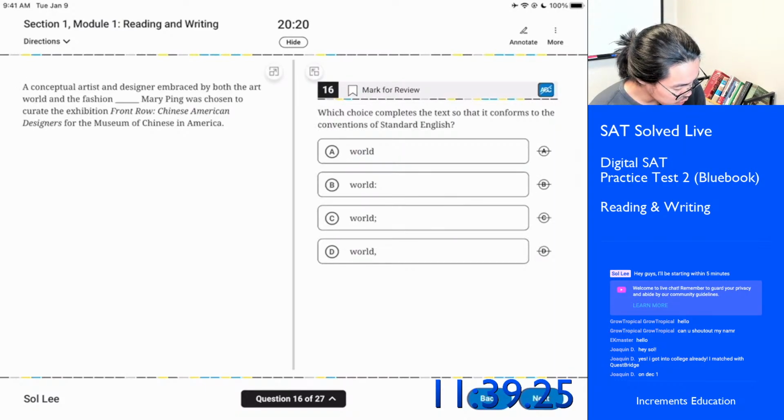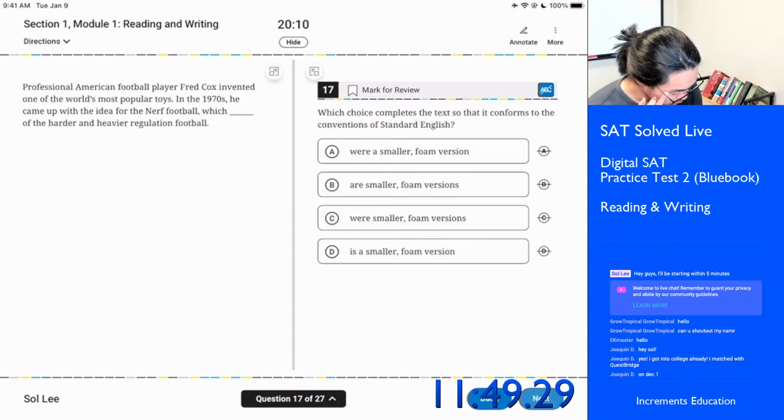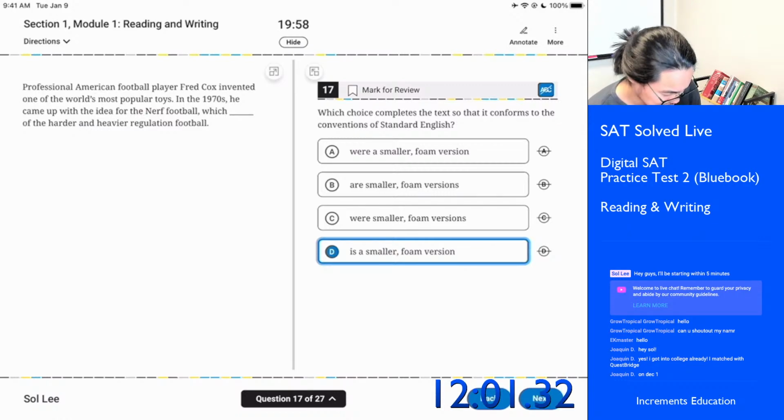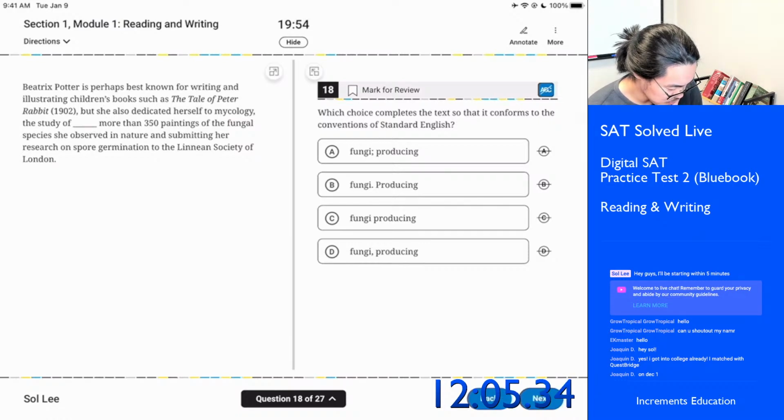Okay. A conceptual artist and designer embraced by both the art world and fashion world, comma, a positive, Mary Ping, was chosen to correct. Okay. In the 1970s, he came up with the idea for Nerf football, which is a smaller version of the. Yeah, sure. Yeah, is a smaller version.